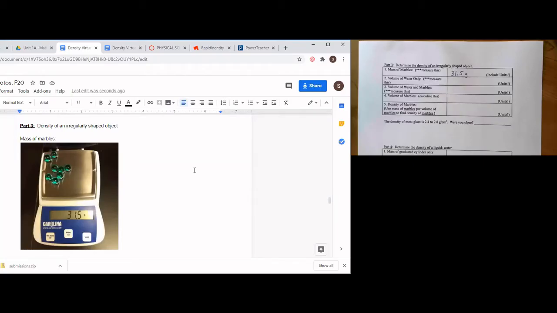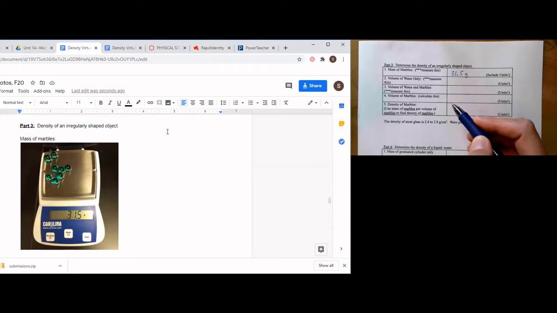In part 3 of our lab, we are going to find the density of an irregularly shaped object, specifically some glass marbles. So first we need to weigh the marbles, and you'll notice that they weigh 31.5. Now we need to figure out the volume of the marbles. How do we do that? They have an odd shape. We could try to measure the diameter and then figure out the volume from that, but there's an easier way.